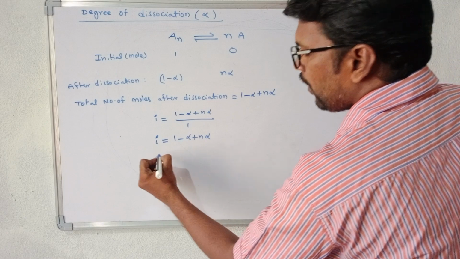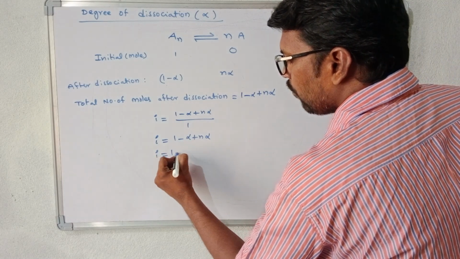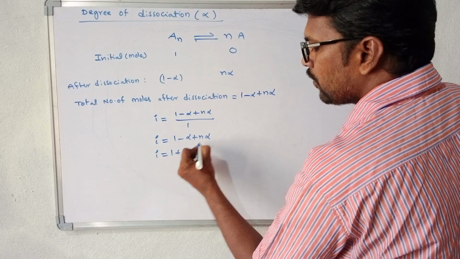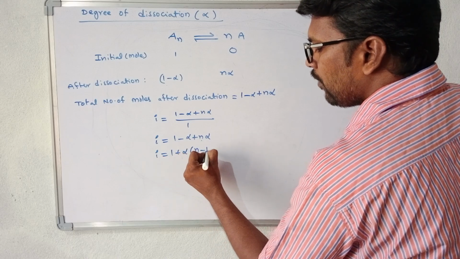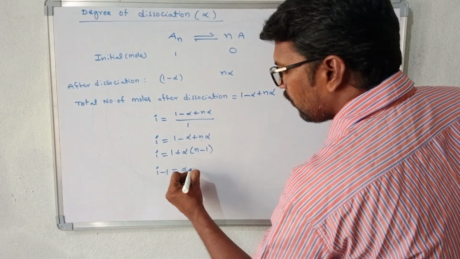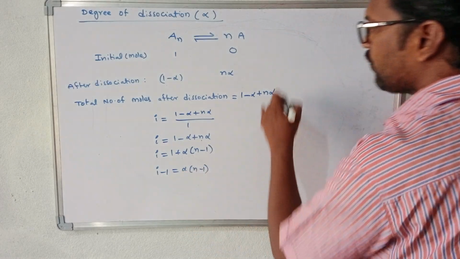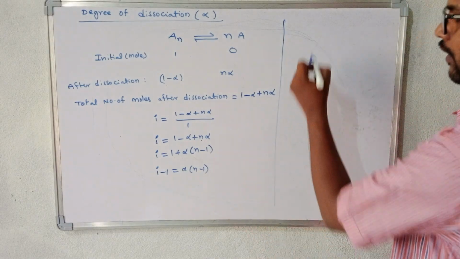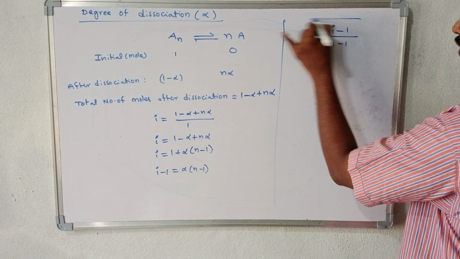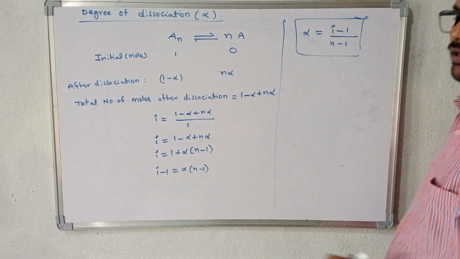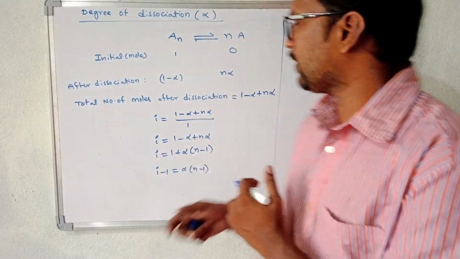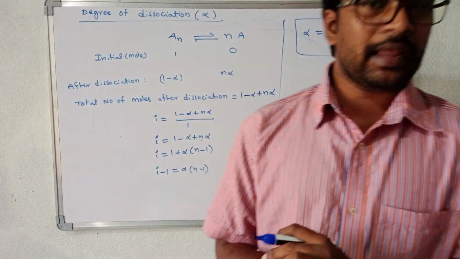Here we can take alpha common: i is equal to 1 plus alpha times (n minus 1). So i minus 1 is equal to alpha into (n minus 1). From this we get alpha is equal to (i minus 1) by (n minus 1). This is the degree of dissociation.